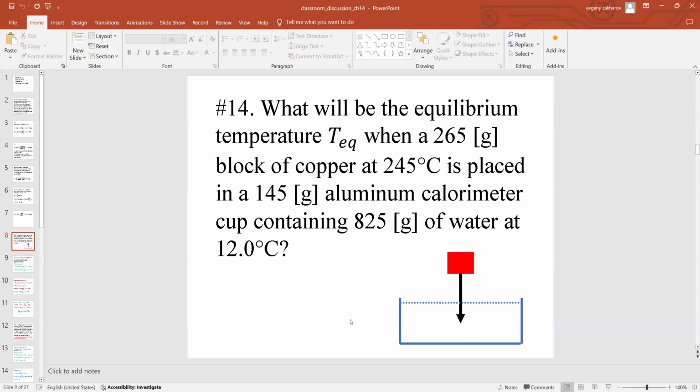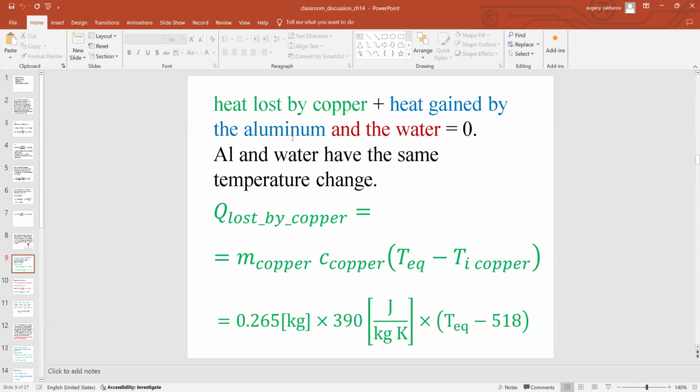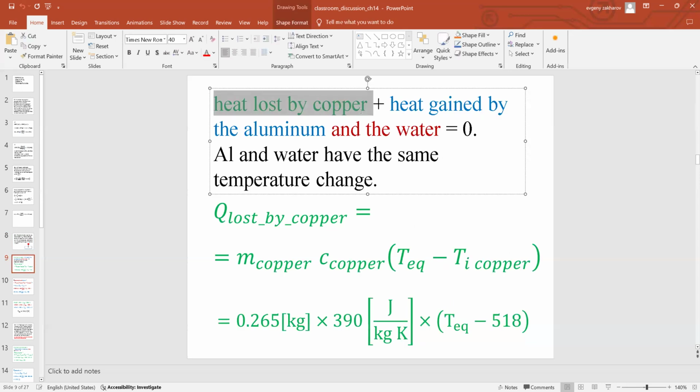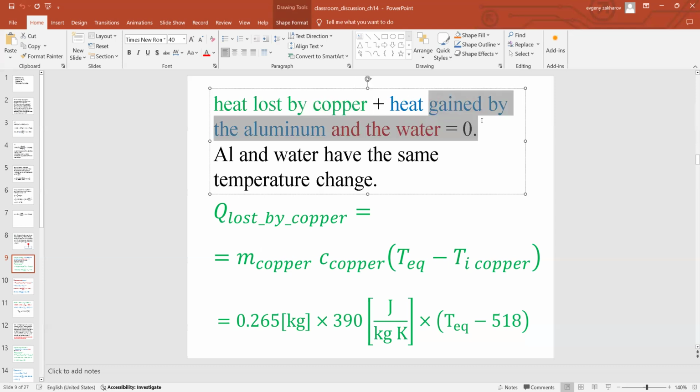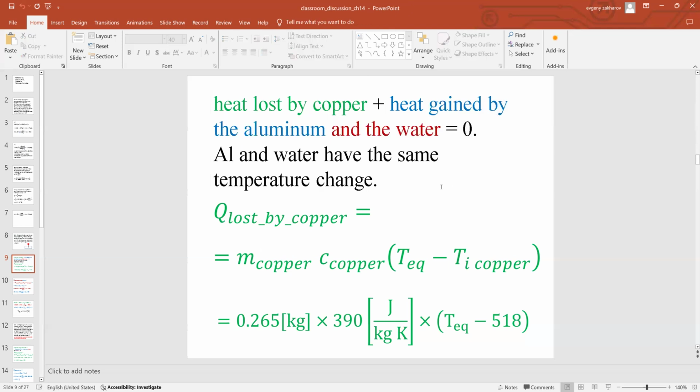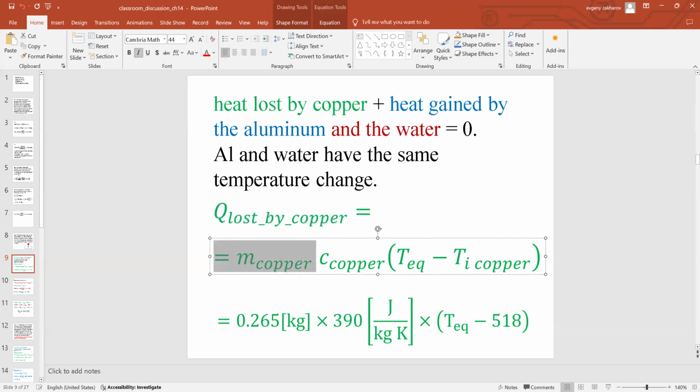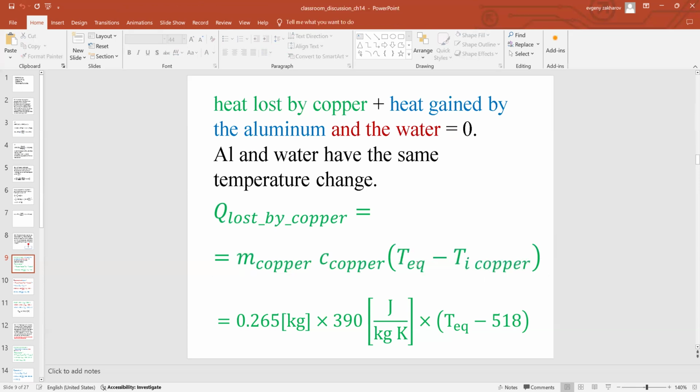So your energy balance would be heat lost by the copper is heat gained by the water. Or you would say what is lost by copper and gained by the aluminum calorimeter, because the calorimeter is also going to heat up, and the water, that is equal to 0. So what's lost is negative, what's gained is positive, and the overall energy balance is 0. 0 change for the total amount of energy. So lost by copper is the mass of the copper, specific heat for the copper, and the difference in temperatures. Of course, we don't know the equilibrium temperature.